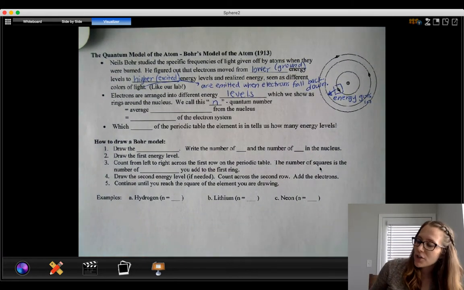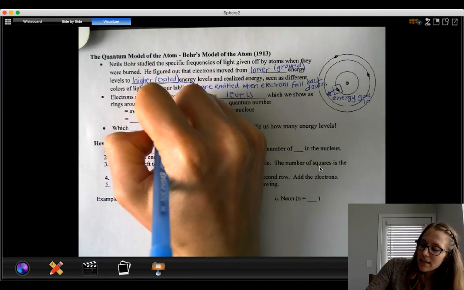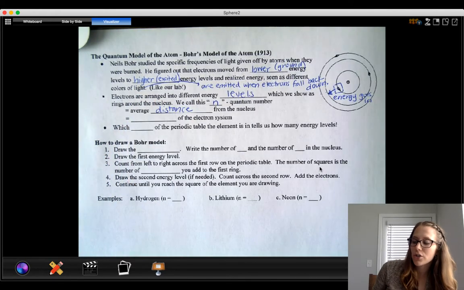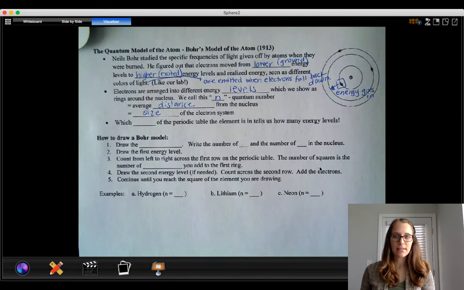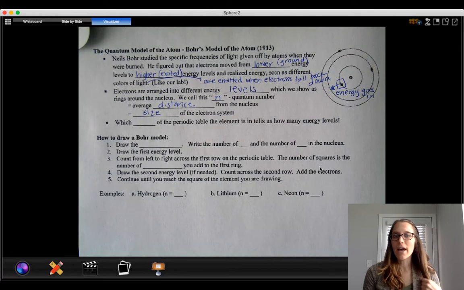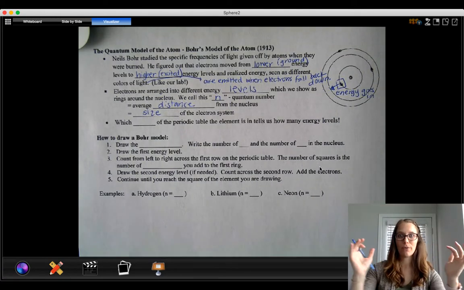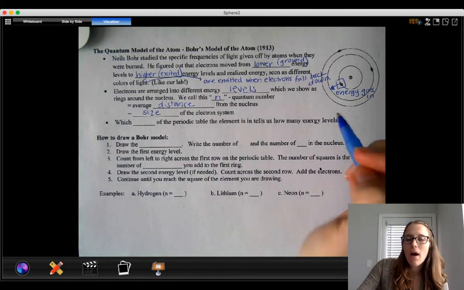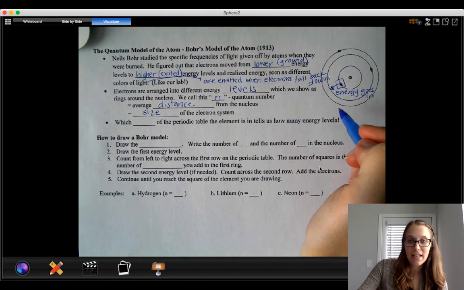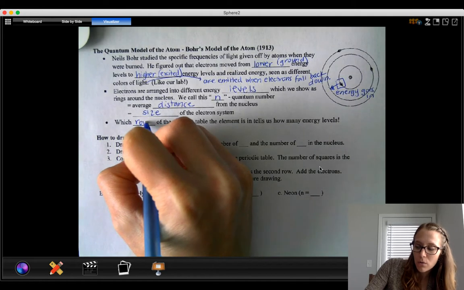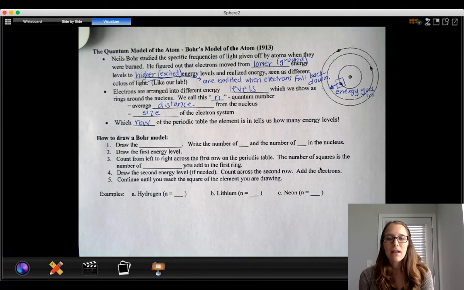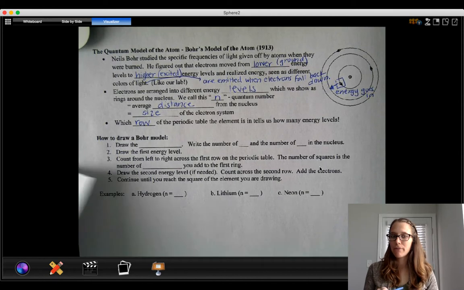Okay. What that energy level tells us is the average distance from the nucleus that those electrons are located, and it gives us an idea of the size of the electron system. If an element only has one energy level, it's going to be pretty small. If an atom has 7 energy levels, 1, 2, 3, 4, 5, 6, 7, it's going to be a lot bigger. The way that I know how many energy levels an element is going to have is actually pretty simple. We just look at the periodic table and we look at which row of the periodic table the element is in, and that tells us how many energy levels it's going to have.